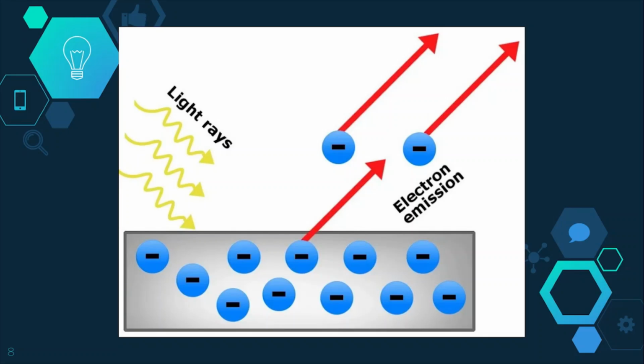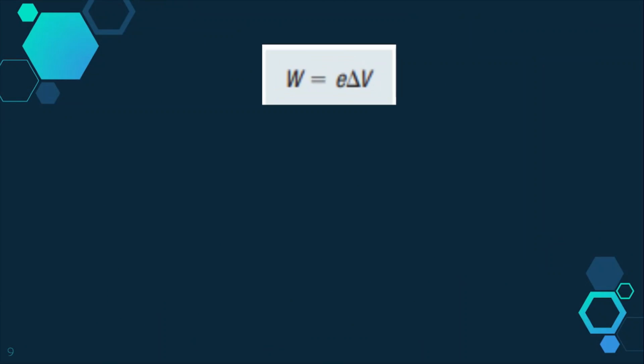However, photons behave just like waves, with interference, and they don't have mass. Electrons were only ejected when struck by photons with enough energy. Now, how would you know if a photon has enough energy? You would look at the work function. W is equal to e delta V, where e is the elementary charge and delta V is the difference in electric potential. This work function tells you how much energy is required to eject an electron. The unit for this equation is joules or electron volts.